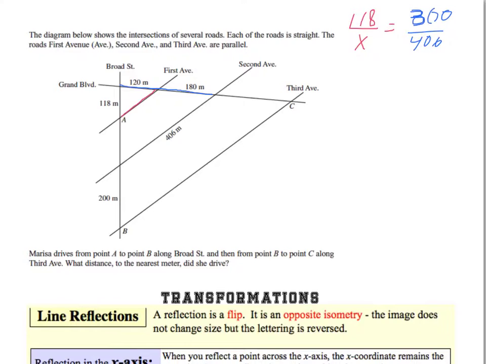So here I'm going to get 300x is equal to 47,908, and I divide both sides by 300, and I get x is equal to 159.7. So that's this distance.